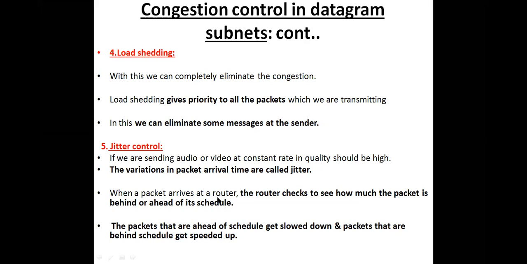When a packet arrives, the router has to check how much the packet is behind or how much it is ahead. Sometimes the bus needs to arrive at the Guntur bus stop by 8 o'clock, and sometimes it reaches by 7:50. That means it is ahead. Sometimes it reaches around 8:10. That means it is behind. So the router has to check whether the packet is ahead of schedule or behind schedule. The packets that are ahead need to be slowed down. The packets that are behind need to speed up.